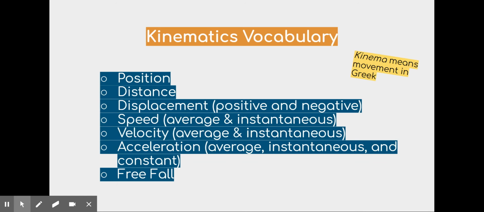Okay, here I've just included a few vocabulary terms you're going to want to know. So please make sure you really understand the concepts behind these, because we're going to be working problems here in the next video.